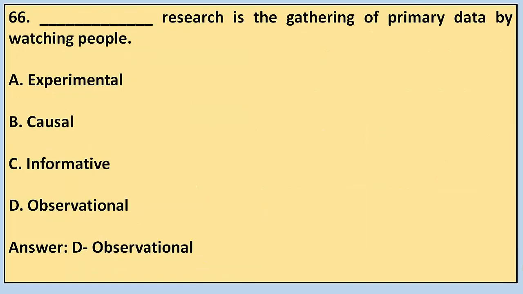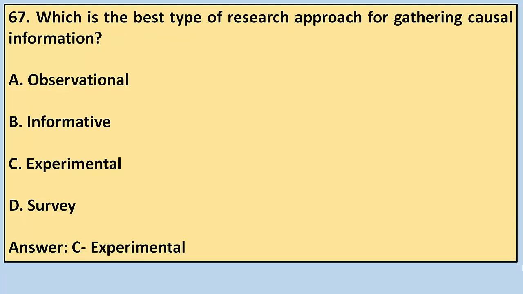Dash is the research. Dash research is the gathering of primary data by watching the people, like experimental, casual, informative, and observation. Answer is D. Observational. Which is the best type of the research approach for gathering the casual information? A. Observation. B. Informative. C. Experimental. And D. Survey. Answer is C. Experimental.